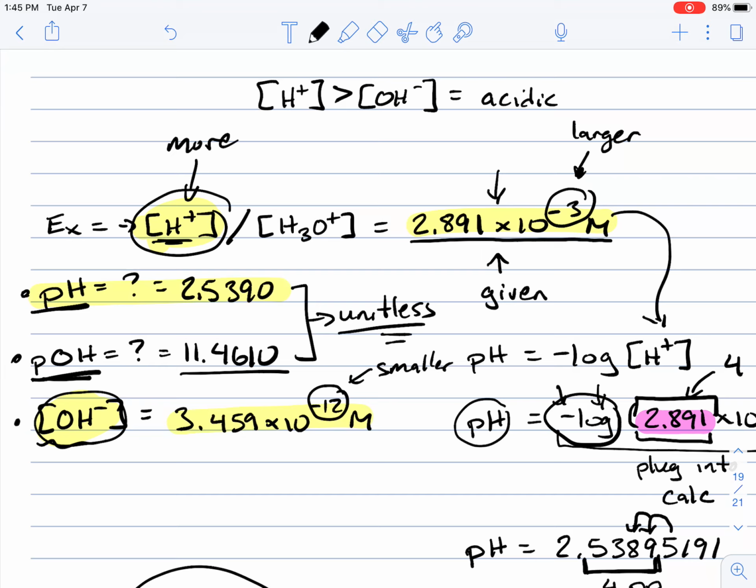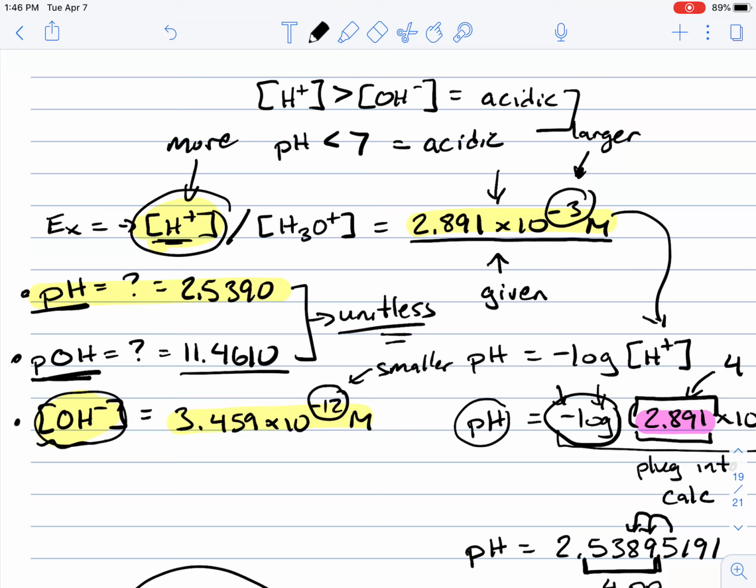And so if you look at the value for pH, notice that it is 2.5390. And so if the pH is less than 7, that's telling us that the solution is acidic. Okay, and it makes sense. So these answers should coincide. If they're not aligning, then there's something wrong with your calculation or your derivation or something.